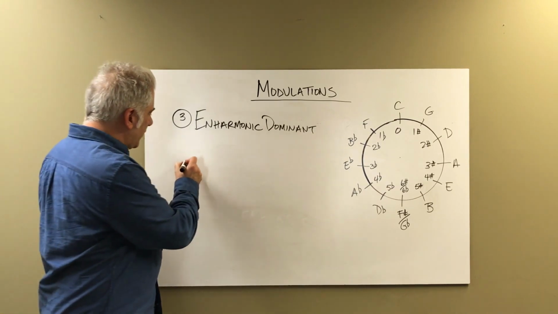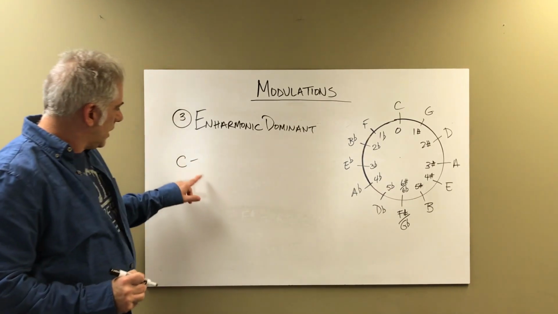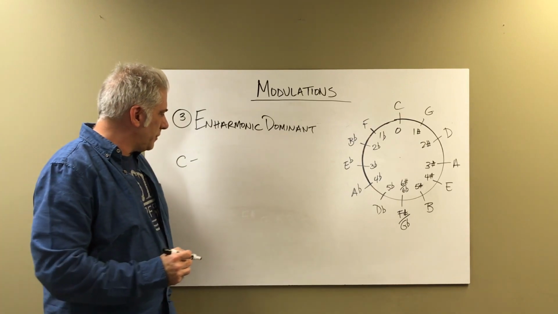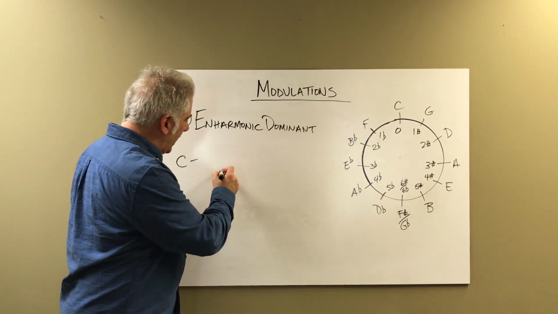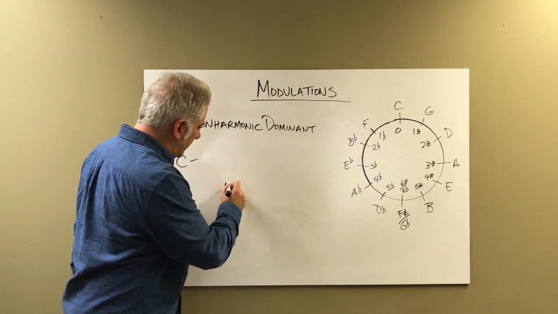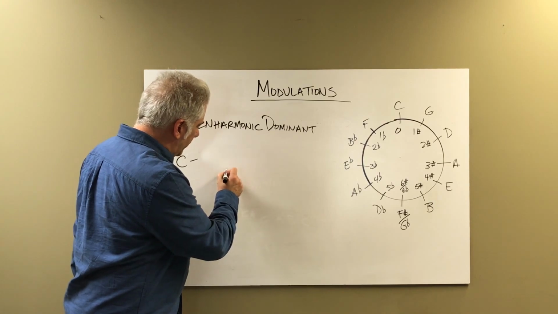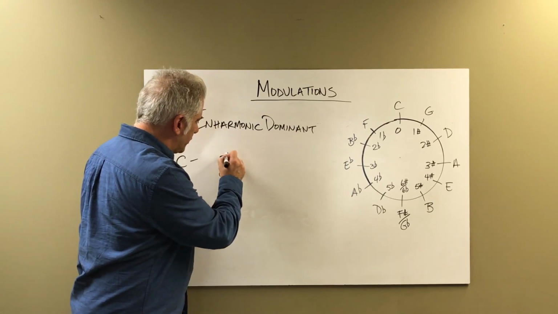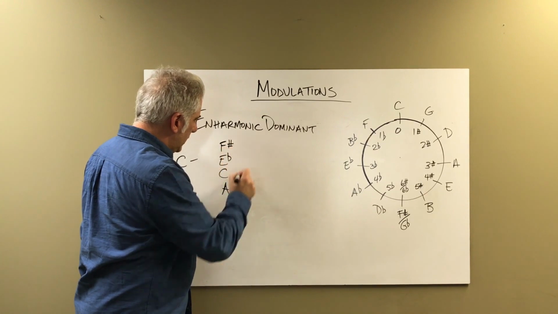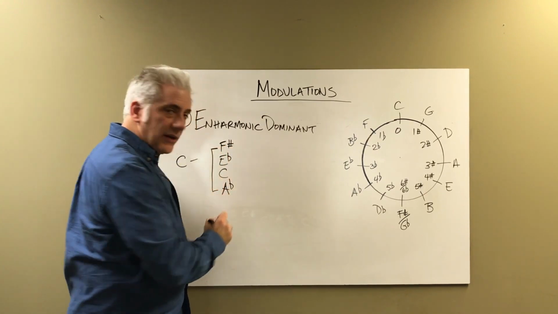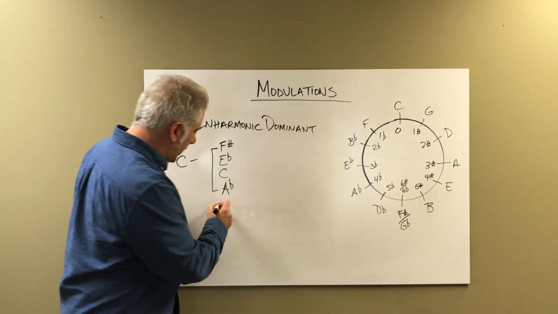So let's say you're in the key of C minor. Your augmented 6th chord would be built off A flat, so it'd be the notes A flat, C, E flat, F sharp. Okay, this is your augmented 6th interval there. This would be a German 6th chord.